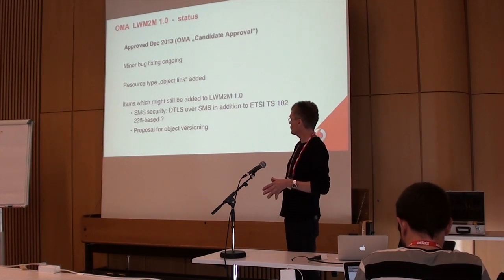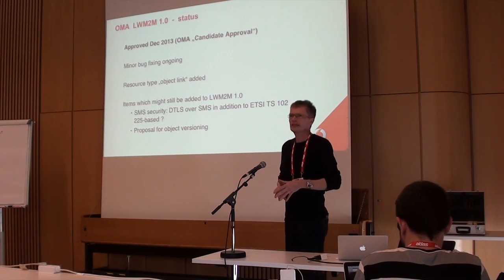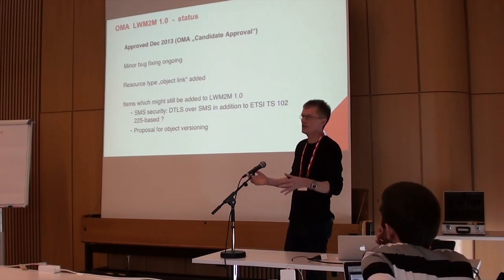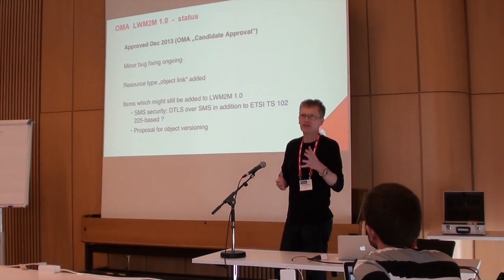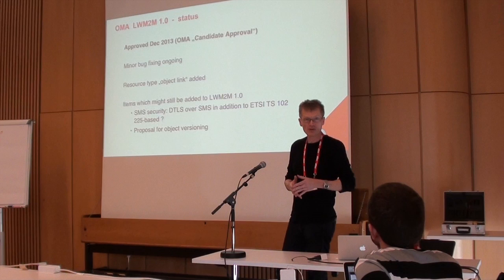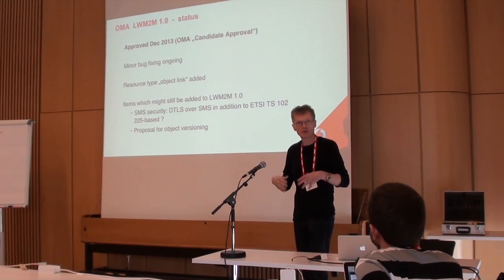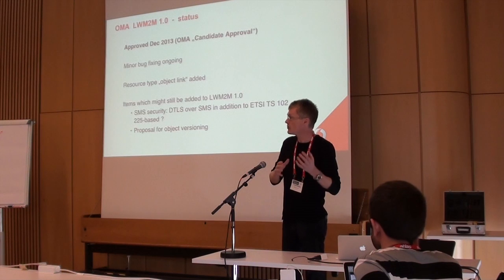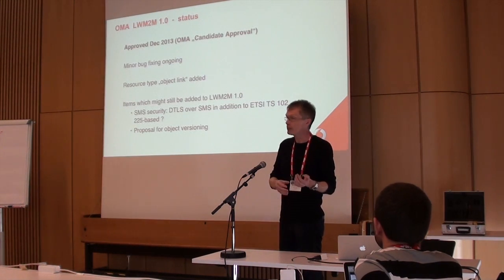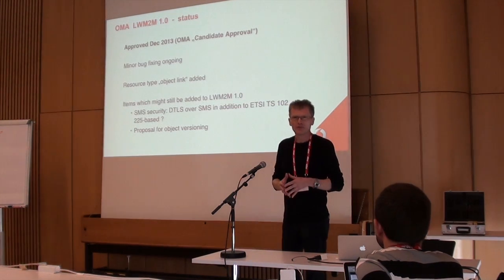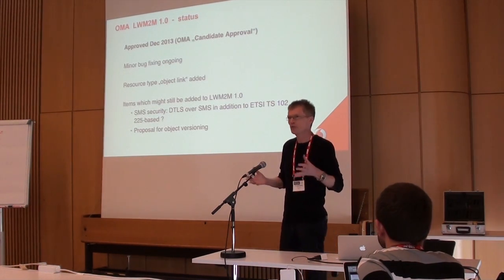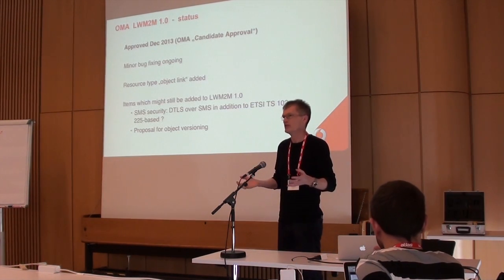Finally, there's a proposal to add an object versioning indicator or attribute to objects. At the moment, if you want to add new optional resources to objects, you can do that. It's no problem, because the server can discover what kind of object and resources are supported by a client. But if you want to add mandatory resources to an object, you cannot do that. You have to create a new object.